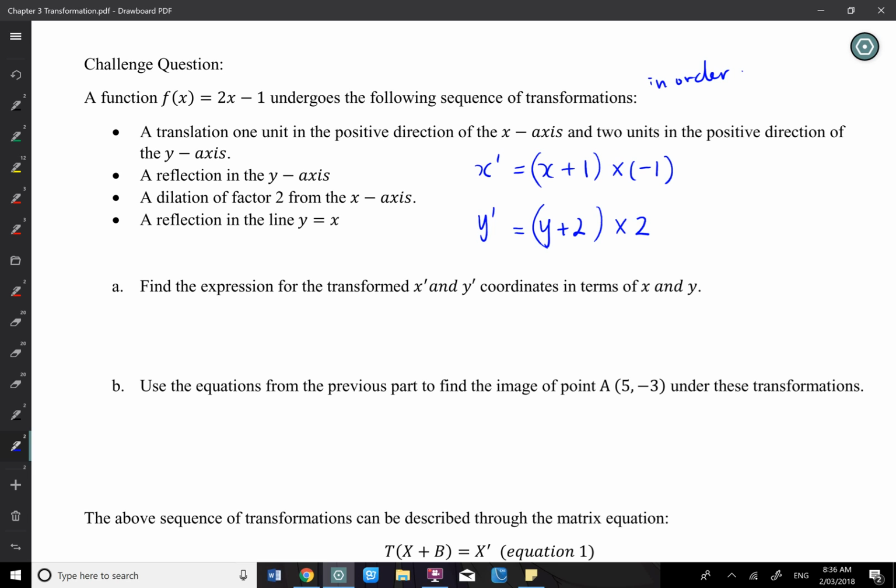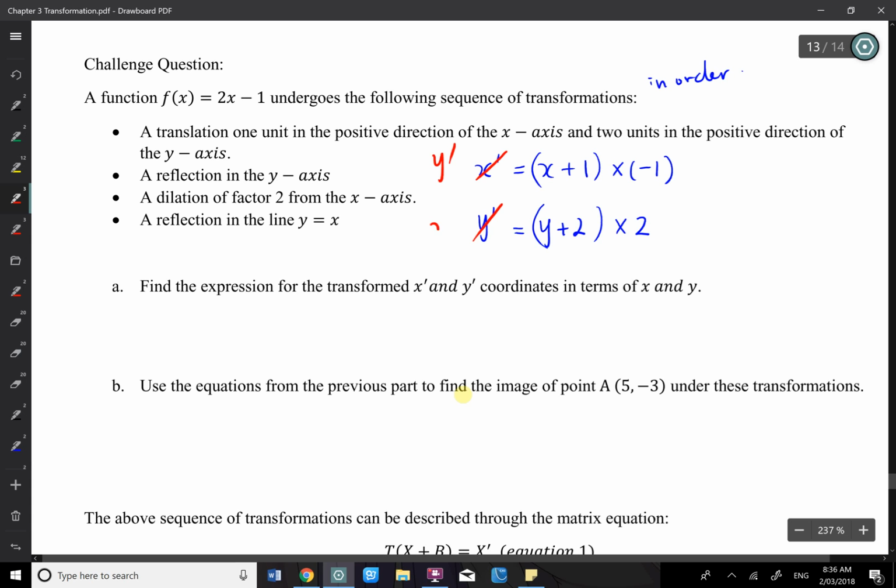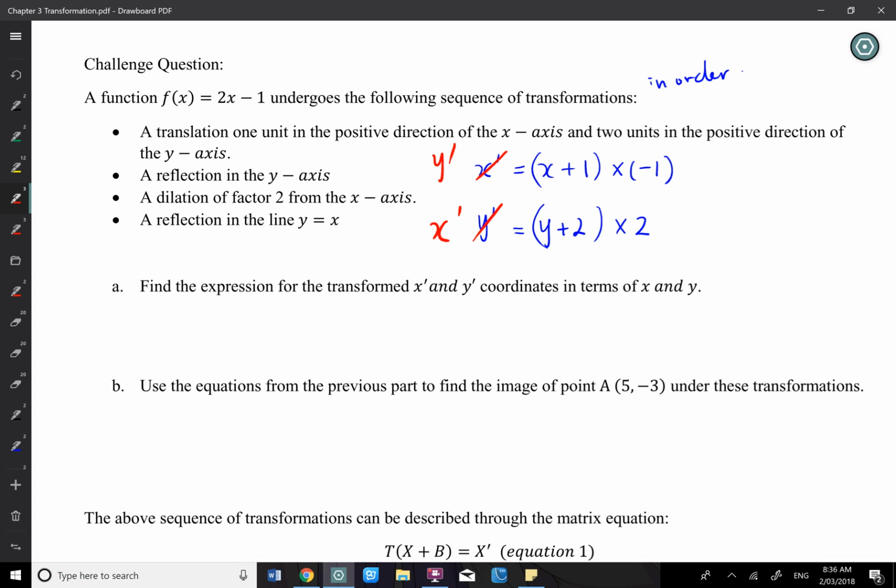Now you will swap x and y. What you change now is not the original x and y. What you change is the new x and new y, because after all this transformation, you have a new point now. So we'll swap x dash and y dash here. Not the x and y. We change x dash to y dash, we change y dash to x dash, because the reflection in the line y equals x happened after all of this transformation.